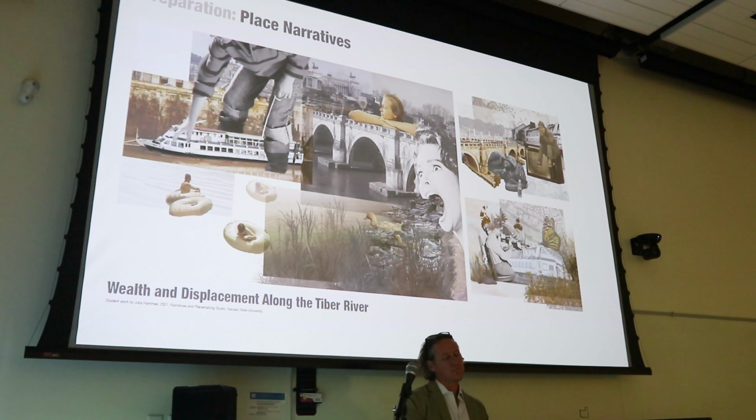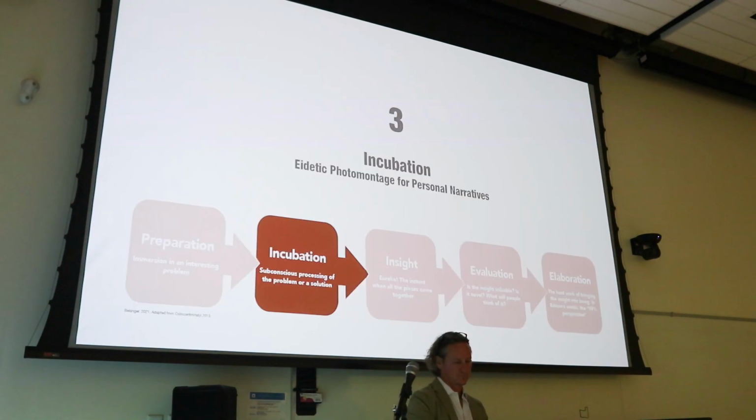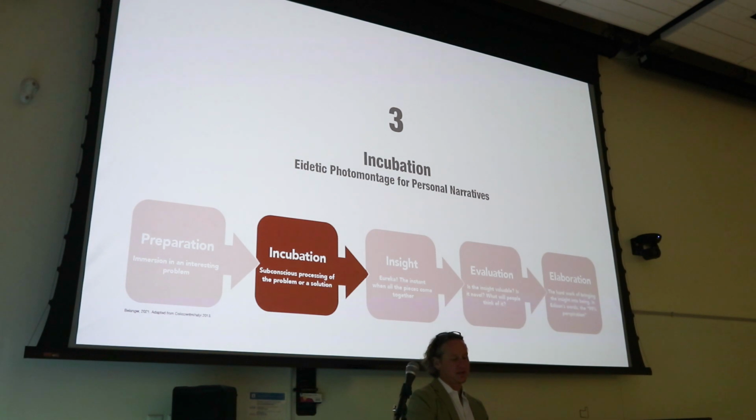And Julia looked at the disparity between wealth and poverty along the Tiber River, where some of the wealthiest people spend their time, and also some of the most impoverished and unhoused populations as well. Next stage, incubation.